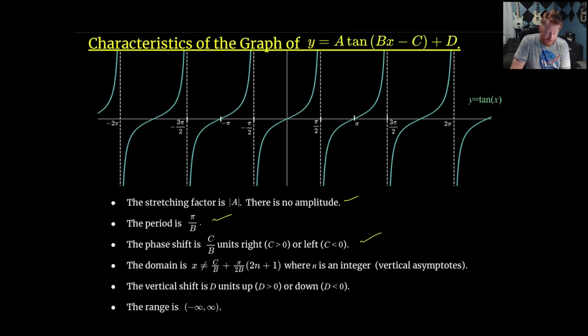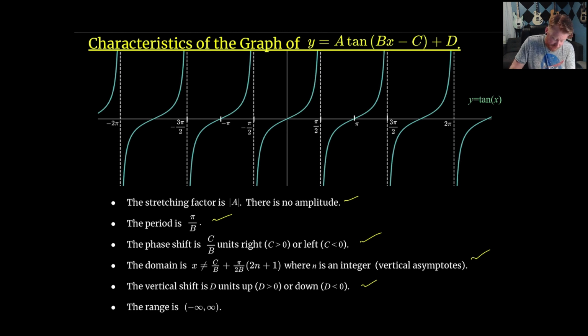C over b is our phase shift. So just like before, if C is positive, we go to the right. If C is negative, we go to the left. The domain, just like one of the previous ones that we saw, we're looking at odd multiples of pi over 2. And then we are stretched or compressed by b and shifted by C over b. So we're still getting odd multiples of pi over 2 in just our basic graph before we start shifting and compressing.